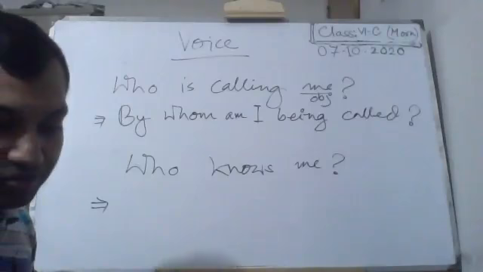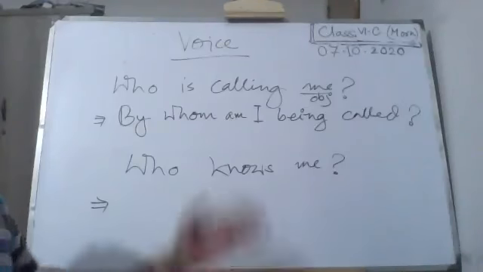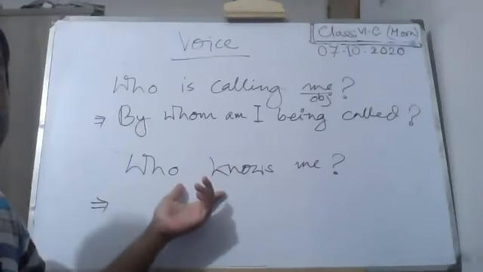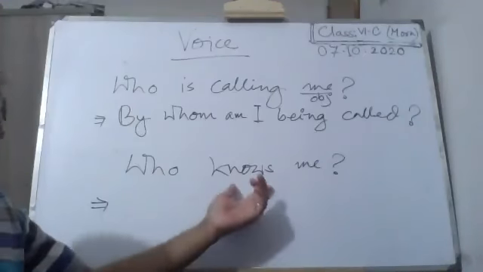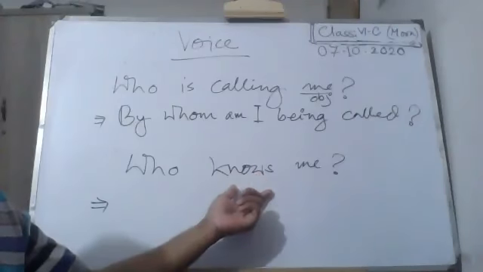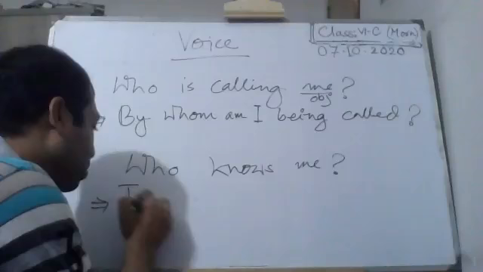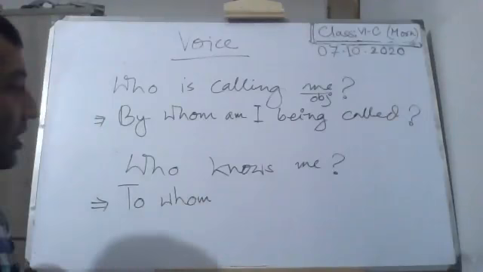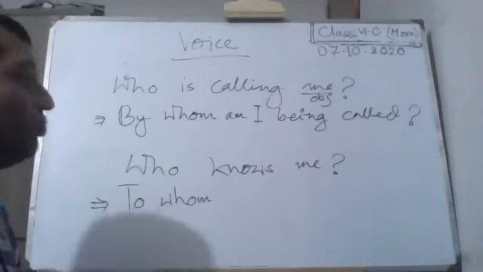So, by whom am I being called? Now come to the next one. Who knows me? This is the example of which tense? Present indefinite. Is known. After known, which preposition do we use? To. So it will be to whom. It won't be by whom, because you know that after known, we need to use the preposition to. So it will become to whom.